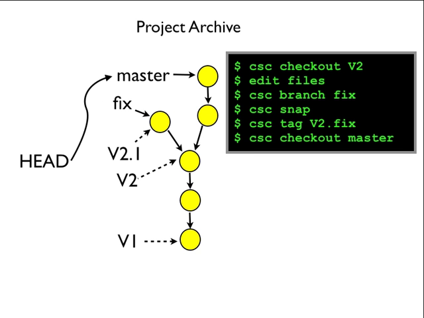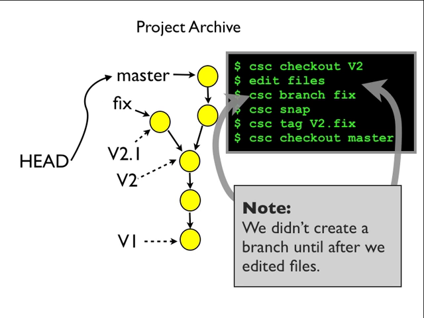That's simple. Now, there's one thing I'd like to point out about this, and this is something I really, really like about the CSC source control system. And that's that we didn't create a branch until after we edited the files. CSC gets out of your way. It doesn't make you think about source control all the time. It's just that when you're ready to do some source control stuff, it's there ready to accommodate you. So we didn't even have to create a branch until we were ready to check stuff into our archive. That's a really nice feature.